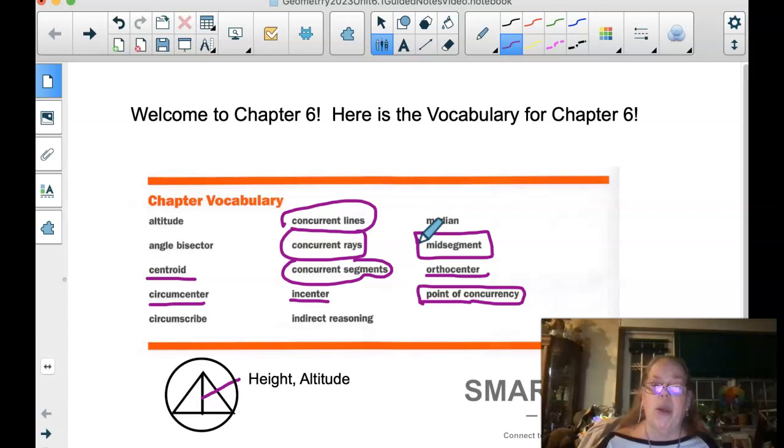All right, so that was a quickie for the vocab. And concurrency just means they meet at a point. And the other circle things we're going to get to, so we're not worrying.